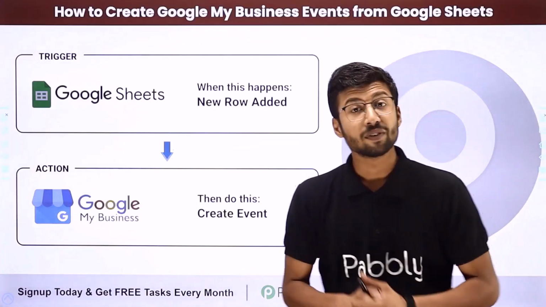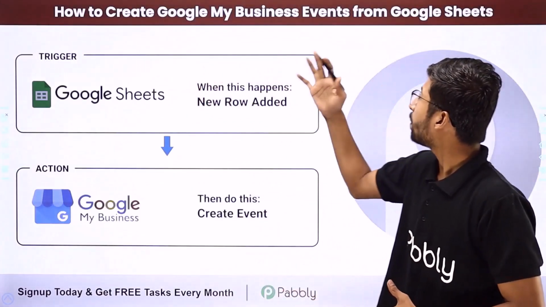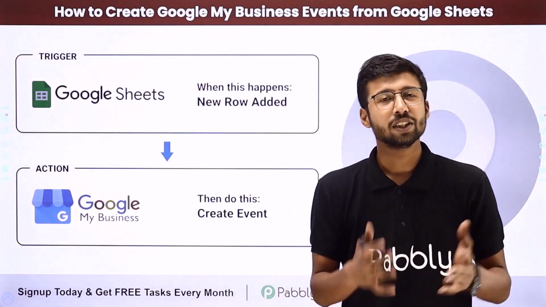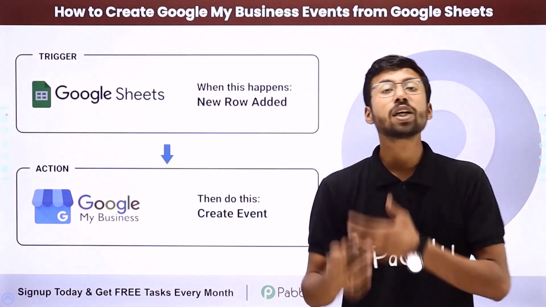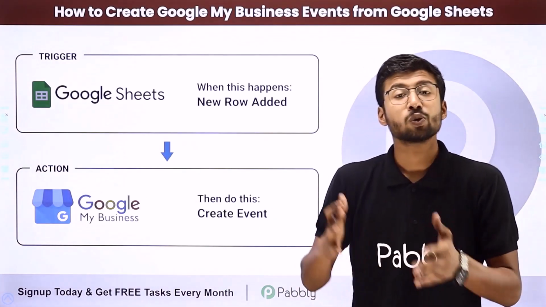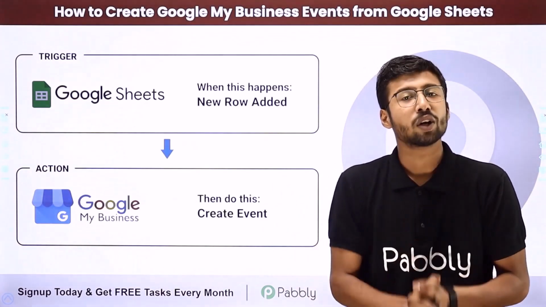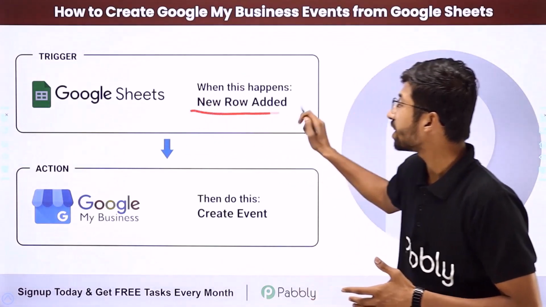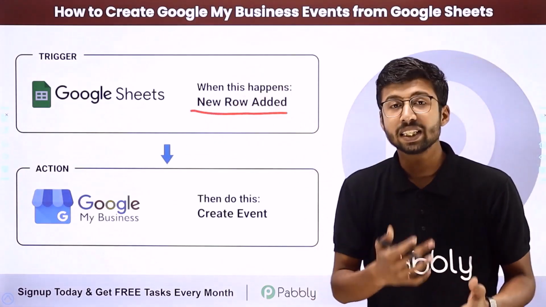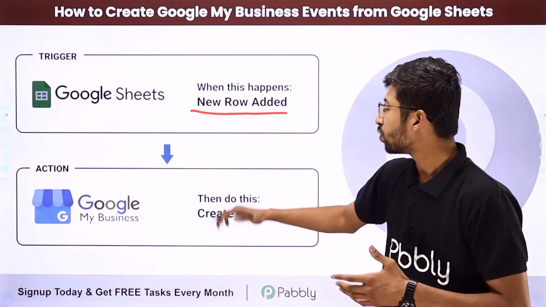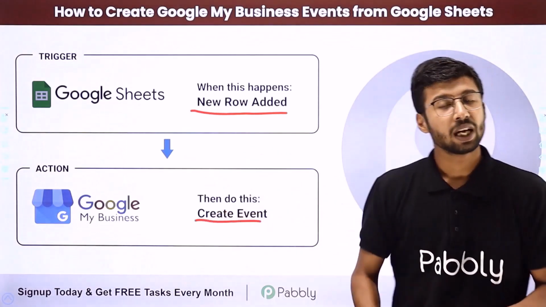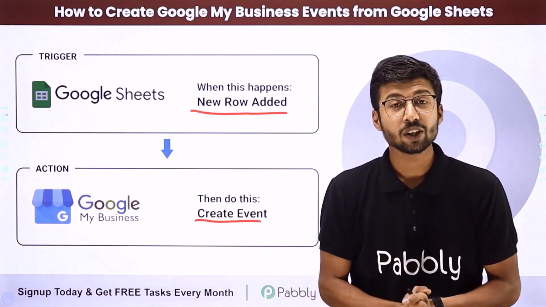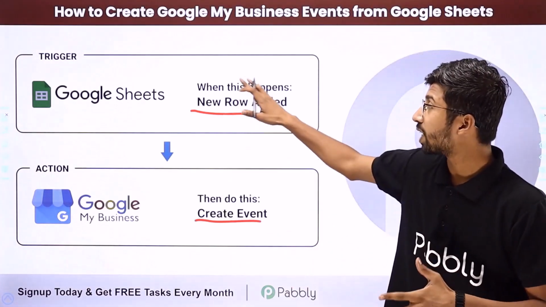So in this video, we will learn how to create a Google My Business event from Google Sheet. Now suppose, guys, on a regular interval, you keep on hosting events and you keep on updating your business events on your Google My Business profile. Now you want that whenever a new row of event details is added into a Google Sheet, automatically those events should be created in your Google My Business account as well. Now guys, this automation is possible. Now how can you set up this amazing automation between Google My Business and Google Sheet?